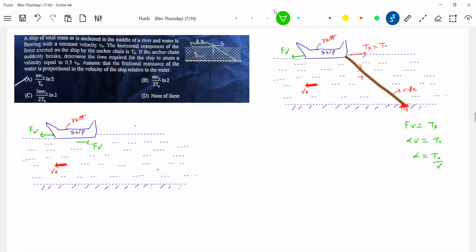Determine the time required for the ship to attain velocity equal to 0.5 V naught. So who will accelerate the ship? The viscous drag. So directly we'll get into the problem. The viscous drag will accelerate the ship. This should be proportional to m dv by dt. What is alpha? Alpha is from the initial information.